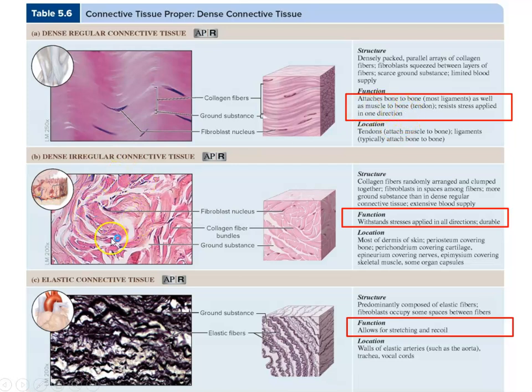Whereas your dense irregular connective tissue, you can see the protein fibers, the collagen fibers are kind of all arranged in different directions. And this is to withstand stress applied in all directions. So dense irregular connective tissue is very durable. Then you have elastic connective tissue, and you can see the elastic fibers here. They stain black, so they're really easy to spot on histology. And elastic connective tissue allows for stretching and recoil.